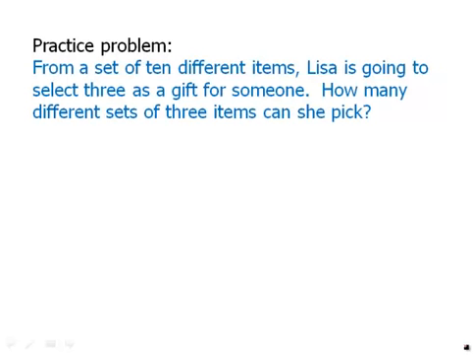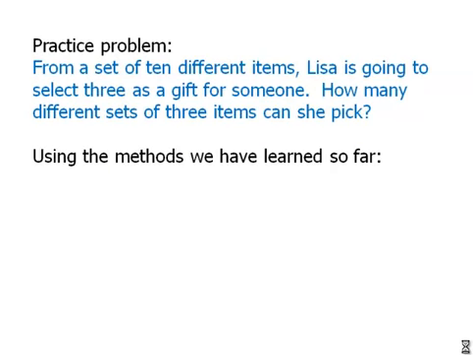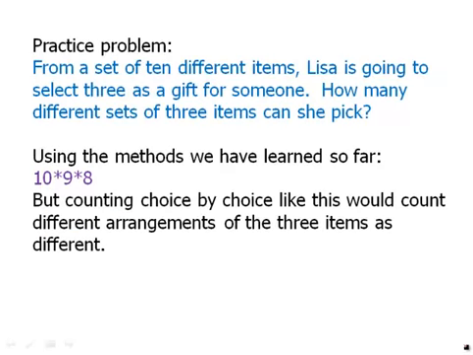Okay, from a set of 10 different items, Lisa is going to select 3 as a gift for someone. How many different sets of 3 items can she pick? Using the methods we have learned so far, we might think 10 times 9 times 8. The trouble is, by counting choice by choice like this, we would count different arrangements of the 3 items as different. In other words, if one of the items is a watch, one is a ring, and one is a necklace, it doesn't actually matter. She's going to pick 3 and just put them in a group.